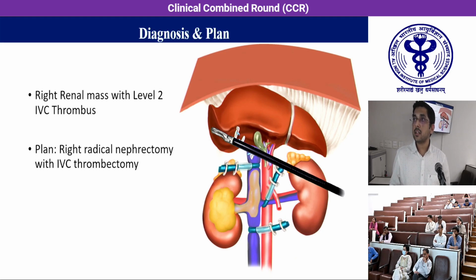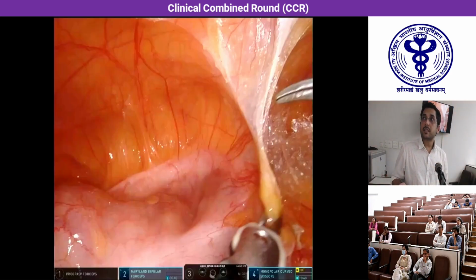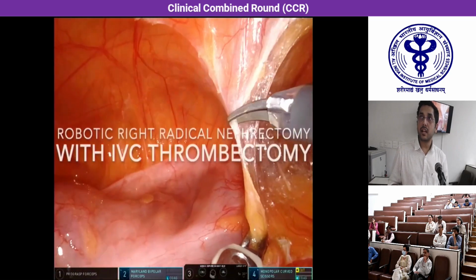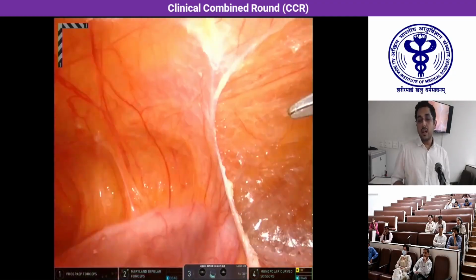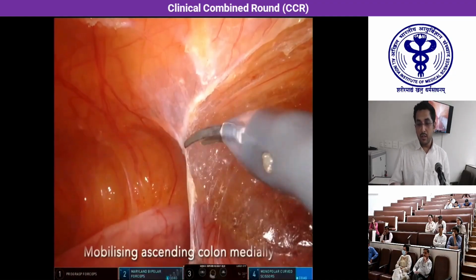So to do that, we sequentially clamp the IVC in the infrahilar part, the contralateral renal vein, and the suprahilar part. Subsequently, after clamping, we make a venotomy and then remove the thrombus and repair the IVC. So I will be presenting a short video. The patient was in left lateral decubitus position and ports were placed in the standard nephrectomy pattern with 2 assistant ports. So we started off in the minimal access milieu.